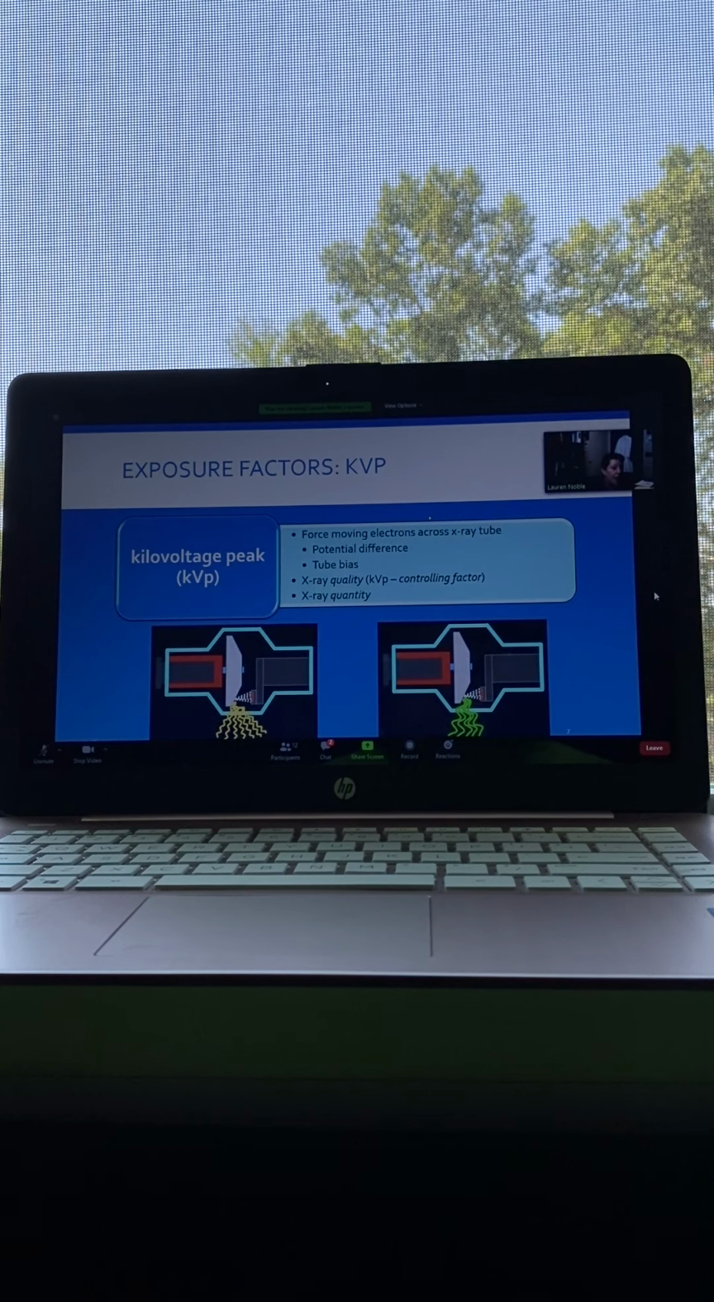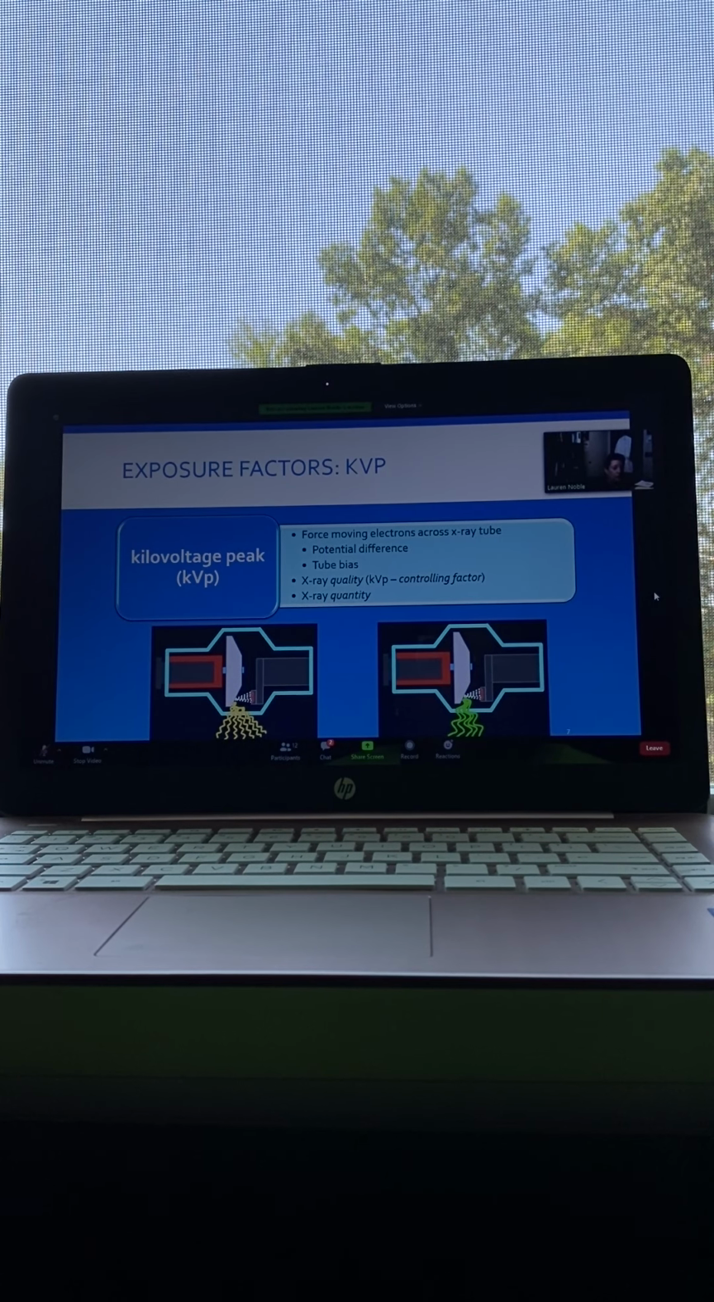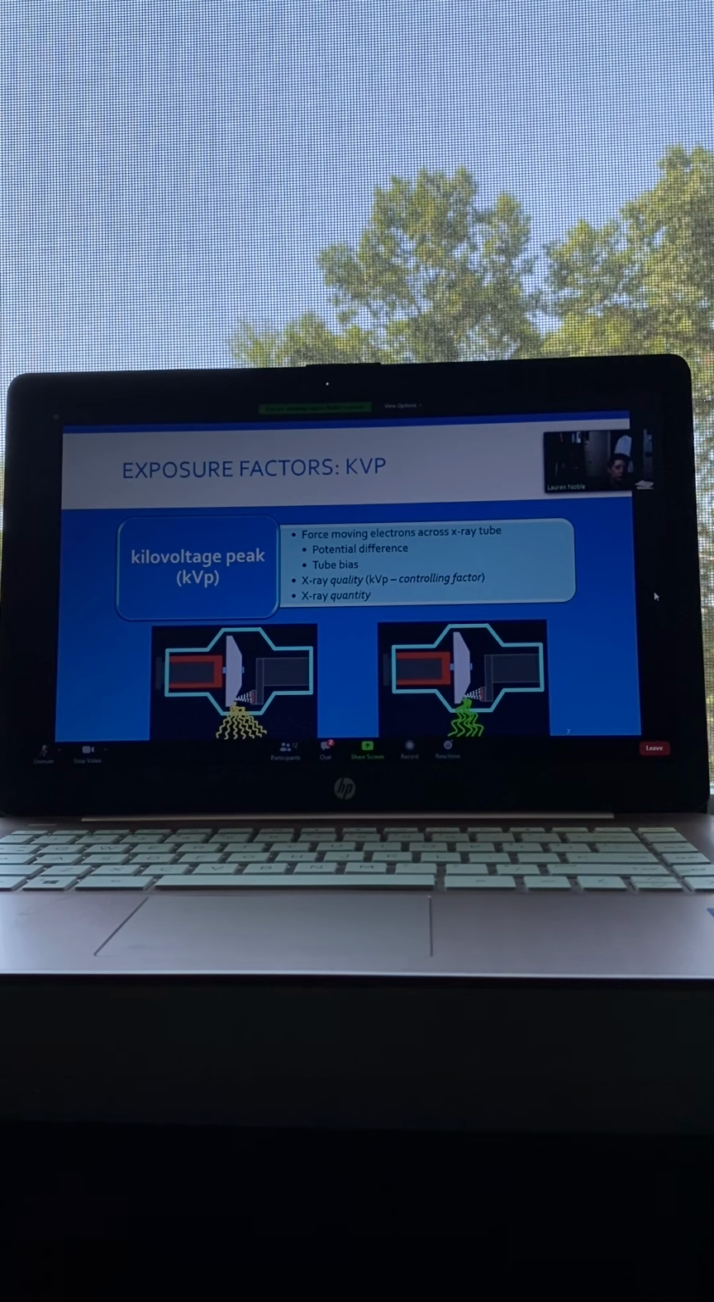So we had looked at mAs. We looked at KVP, that's the force that drives those electrons across the tube, and it's also referred to as potential difference, tube bias, electromotive force. We mentioned that term. So those are just other names that are synonymous with KVP.